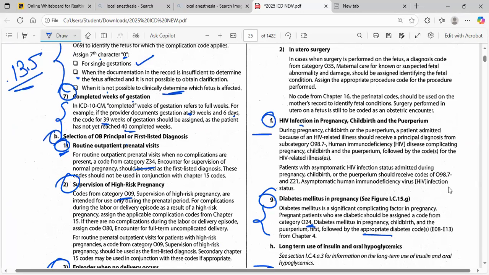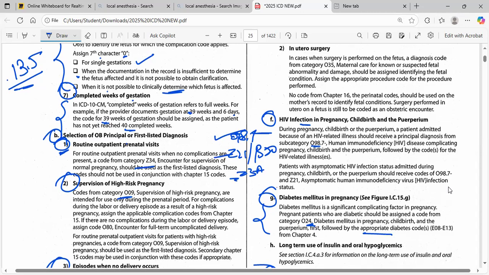So here we have HIV infection in pregnancy. HIV infection is also a pre-existing condition. So in this case also, we have to use O series first, O98.7, then Z21 and B20, and then we have to use week of gestation. So week of gestation will be third. First you have to use HIV, then type of HIV, then week of gestation.